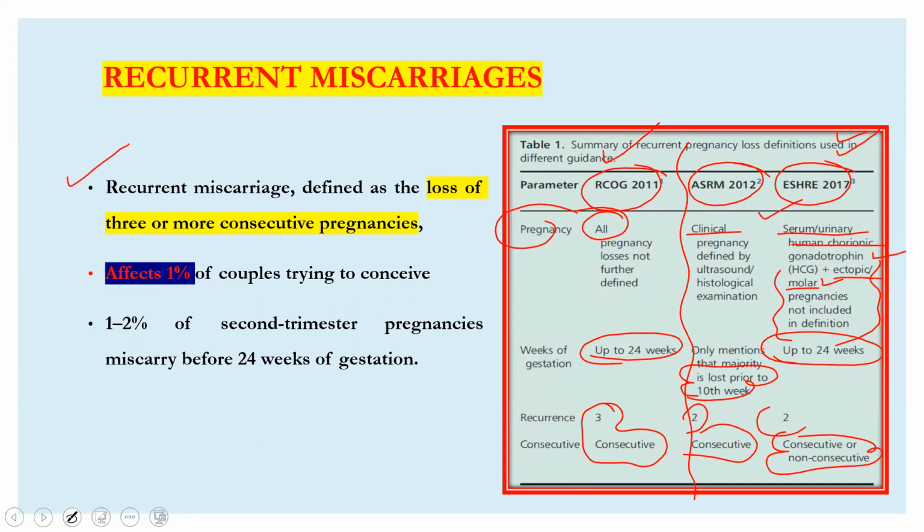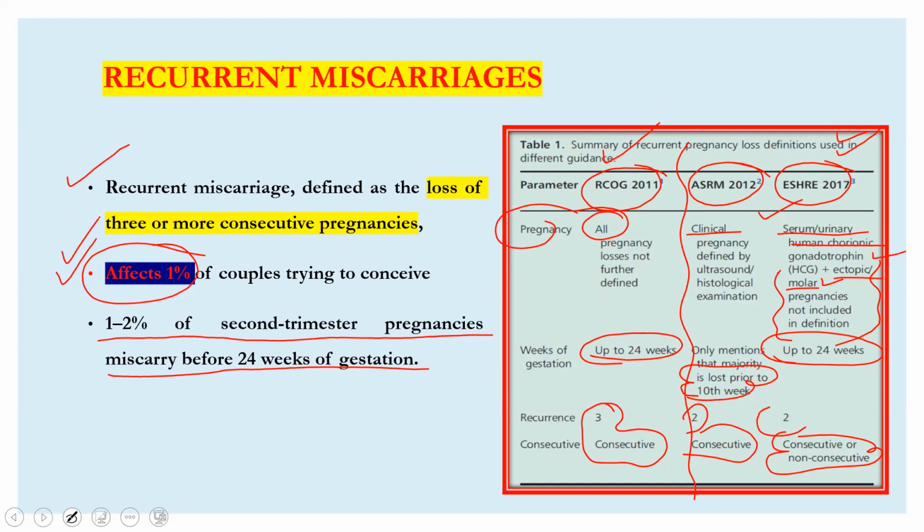So we are going to say that according to the Royal College, RCOG UK, the loss of 3 or more consecutive pregnancies usually affects up to 1% of the couples who are trying to conceive, and 1 to 2% of the second trimester pregnancies miscarry before 24 weeks of gestation. See, although the prevalence is very low, 1%, we do see it in more than 1%. Then we are going to talk about the different risk factors, of course.